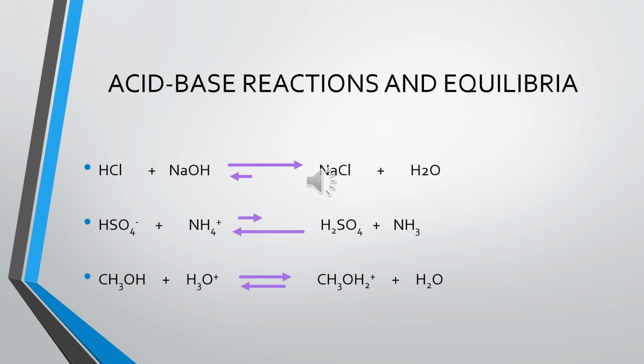And I have the equilibrium positions denoted with arrows. So in the first example, the equilibrium position is far, far, far to the right. In the second example, it's far, far, far to the left. And in the third example, it's kind of in the middle.